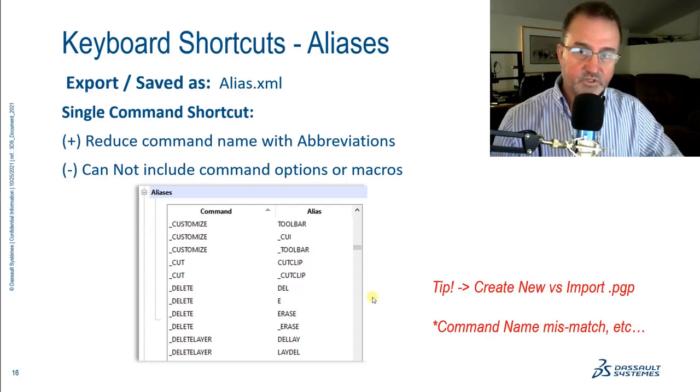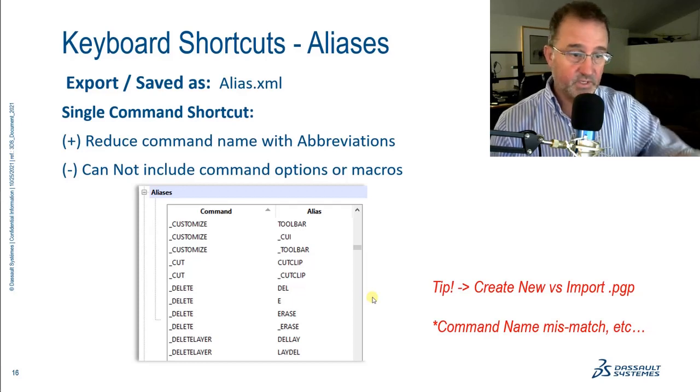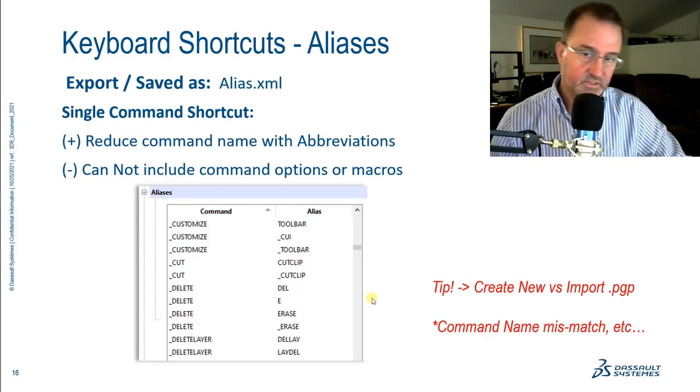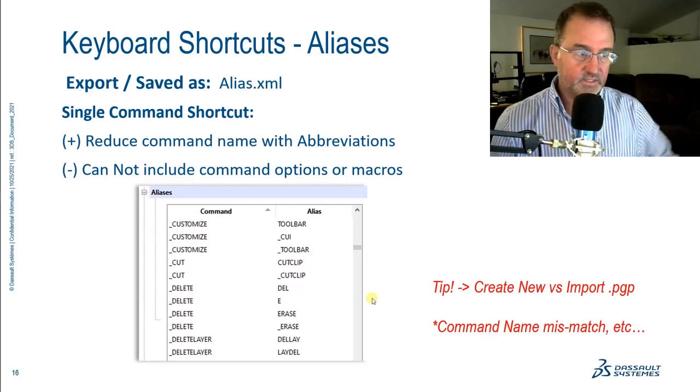So a number of things to keep in mind around aliases, but overall, my preference would be to create a Lisp routine to do these shortcuts, because then I can take that Lisp routine with me and I don't have to type any of this in or export or import it to get it to work in my new system and overwrite any of the existing shortcuts that are there.